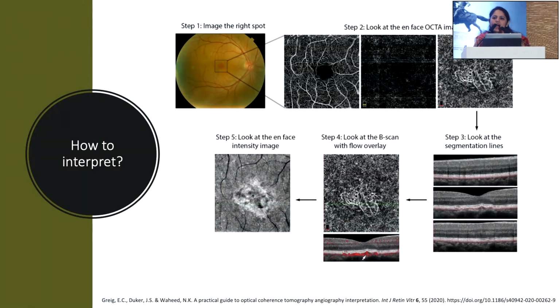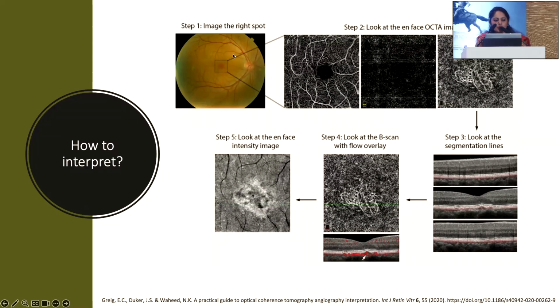So moving on, how to interpret an OCTA scan. As a general rule, we have to keep in mind that we have to look at these few things together. First is the en face image. Then we have to correlate it with the B scan, with the flow overlay, and also the structural intensity image.